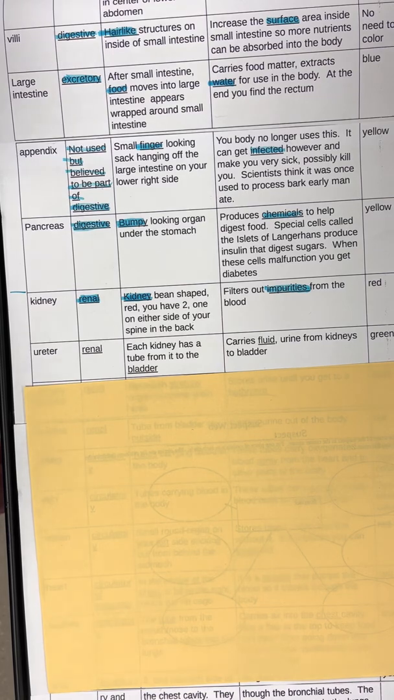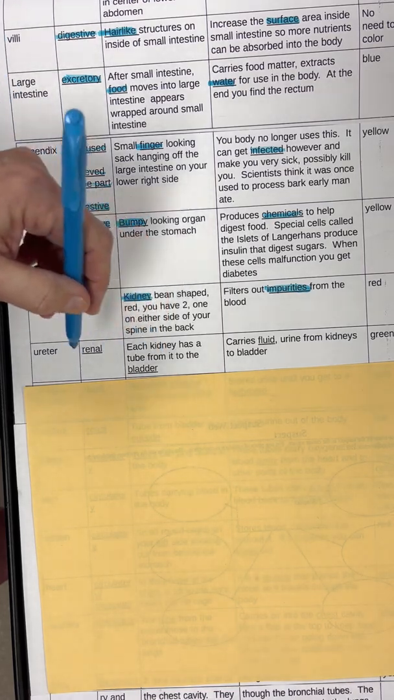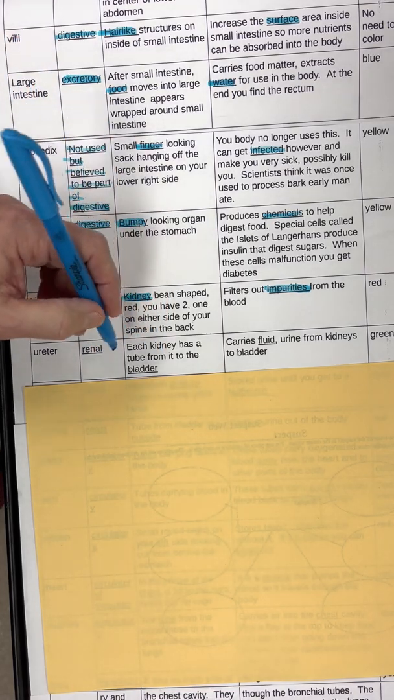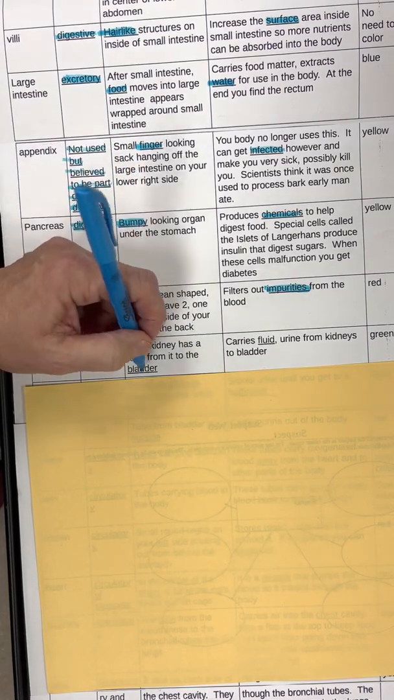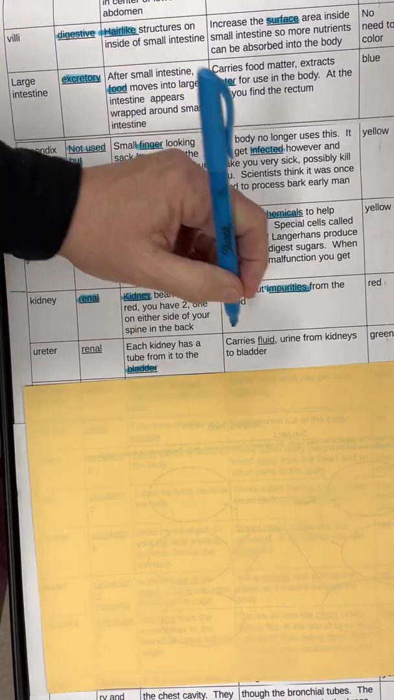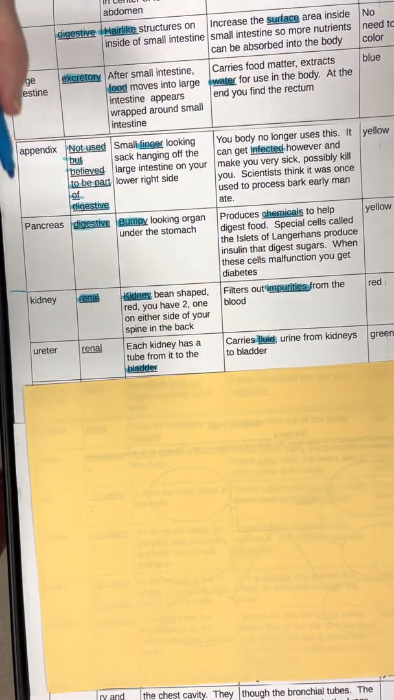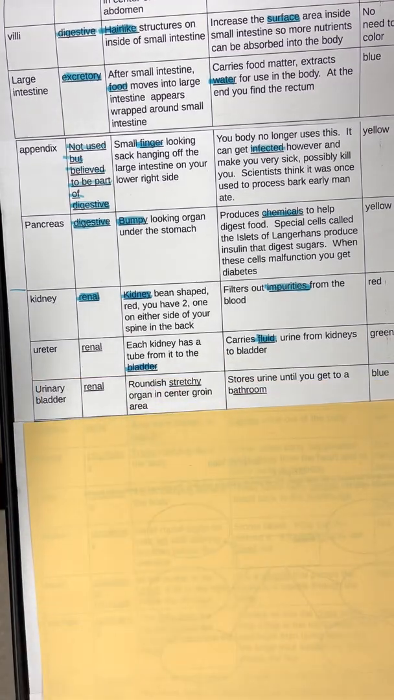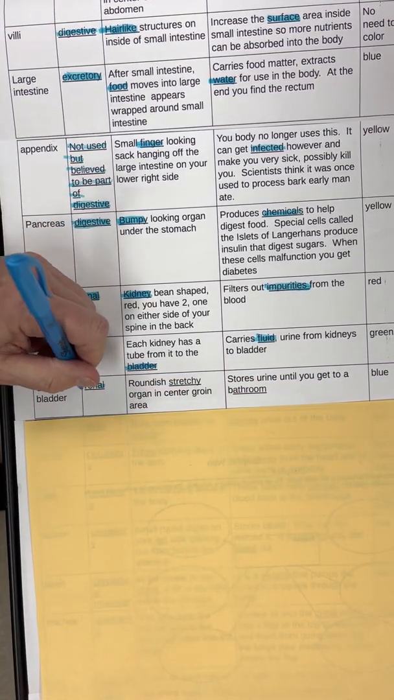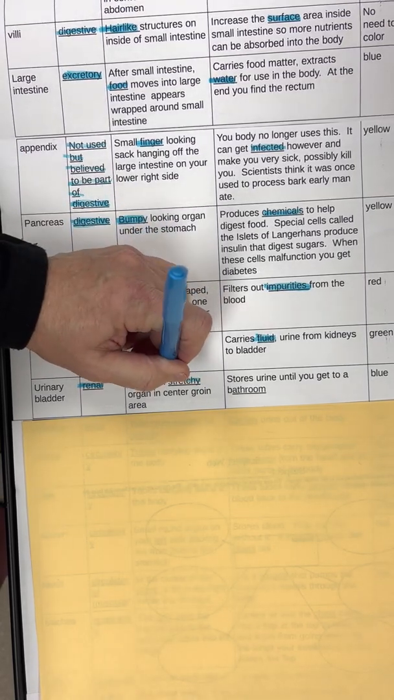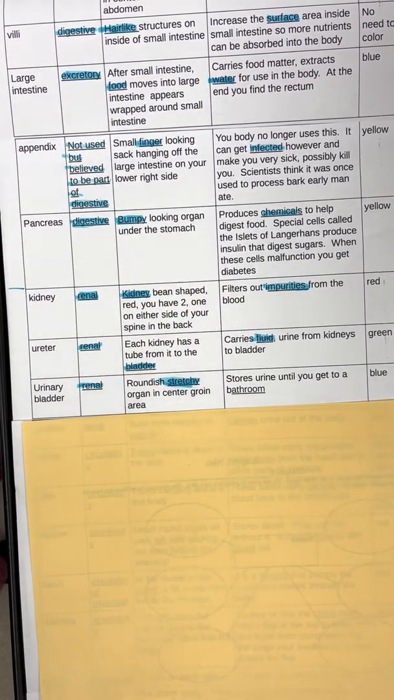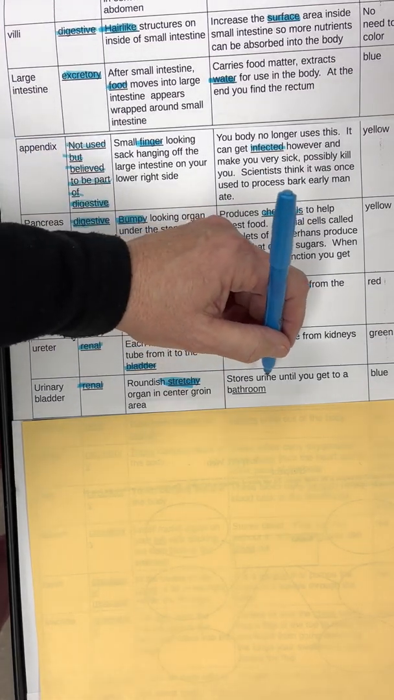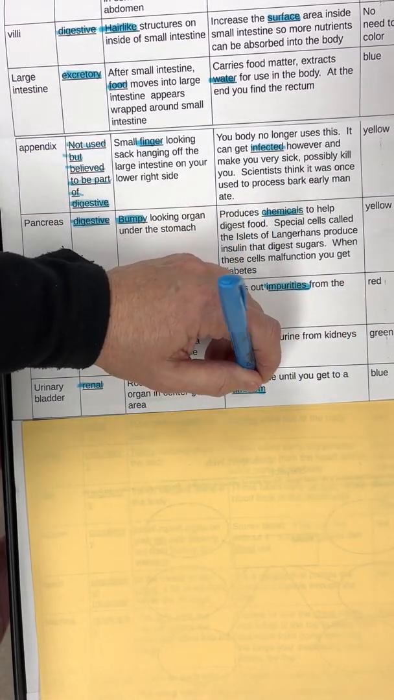The next one is the ureter, which is part of the urinary system. Well, it's part of all the kidney is too. But the ureter, it says each kidney has a tube from it to the bladder. It's called a ureter. Carries fluid, urine from the kidneys to the bladder. The next one is the urinary bladder. And by the way, these are both renal. Roundish, stretchy organ in the center of the groin area. Stores urine until you get to a bathroom.